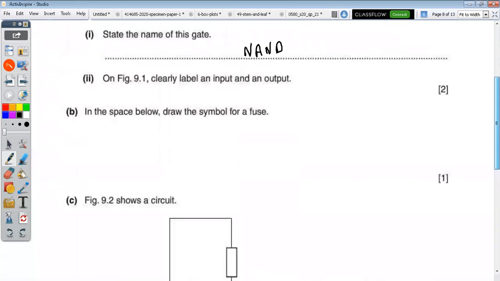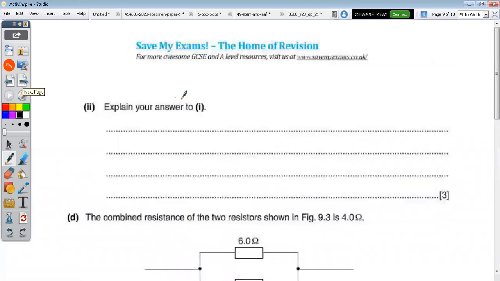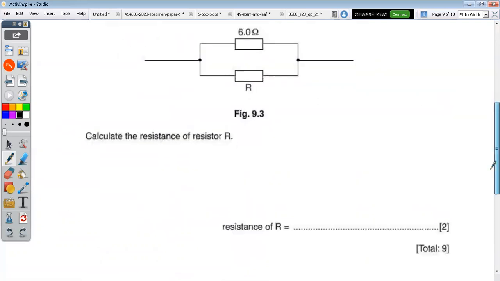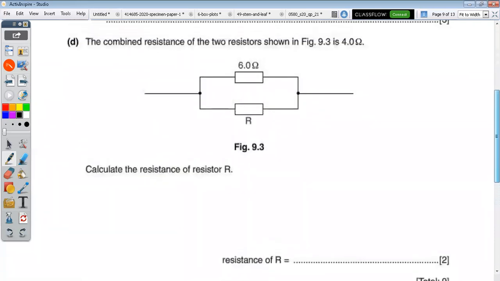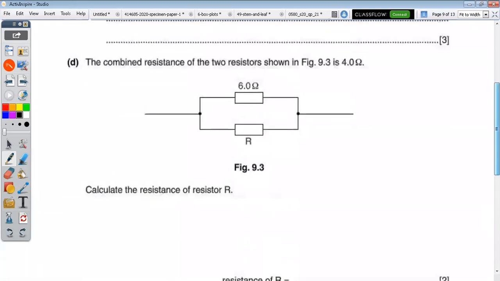Symbol for a fuse, I'm sure you know that. Just a rectangle. Okay, I just need to check something here. Some of these things are not to do with logic, they've just been combined anyway.